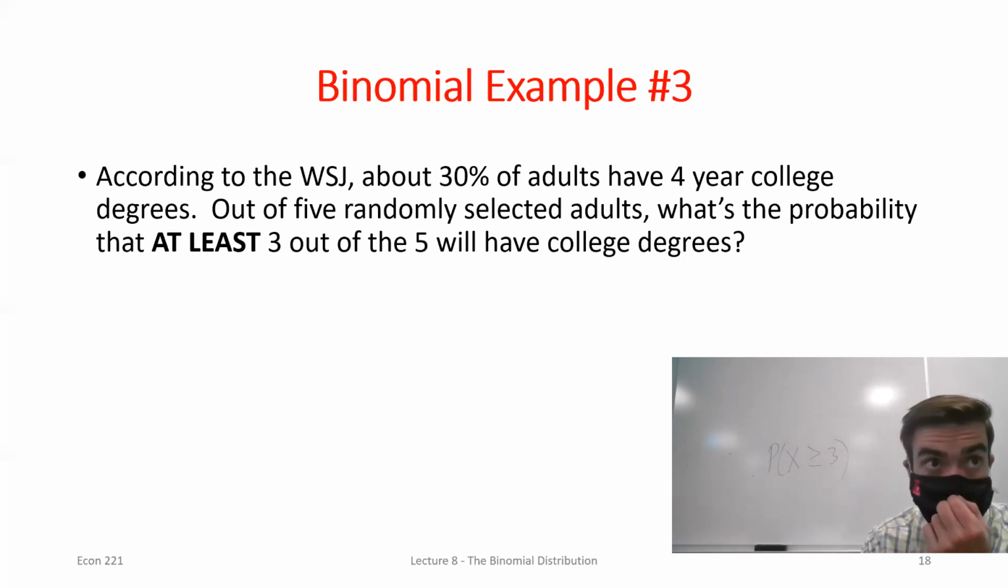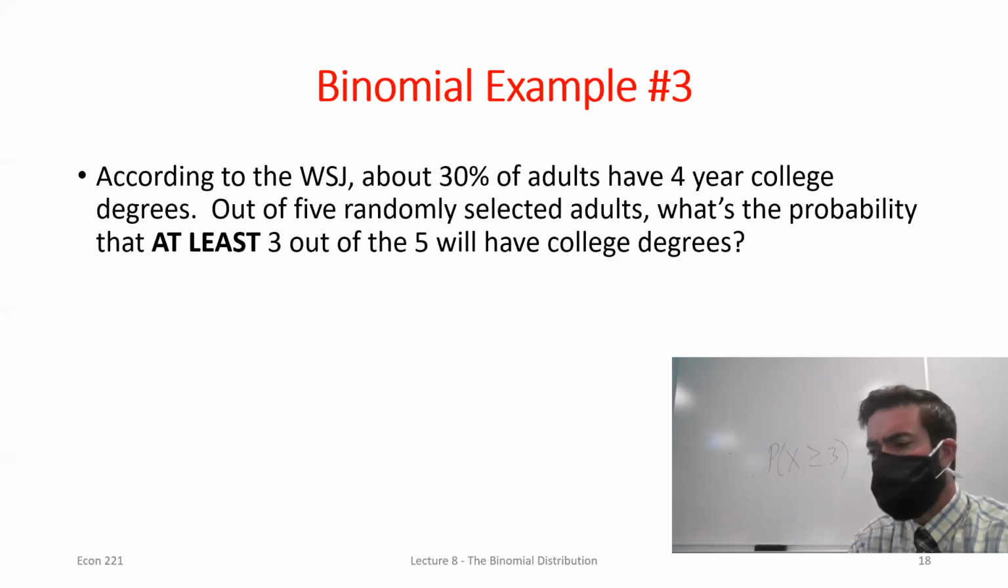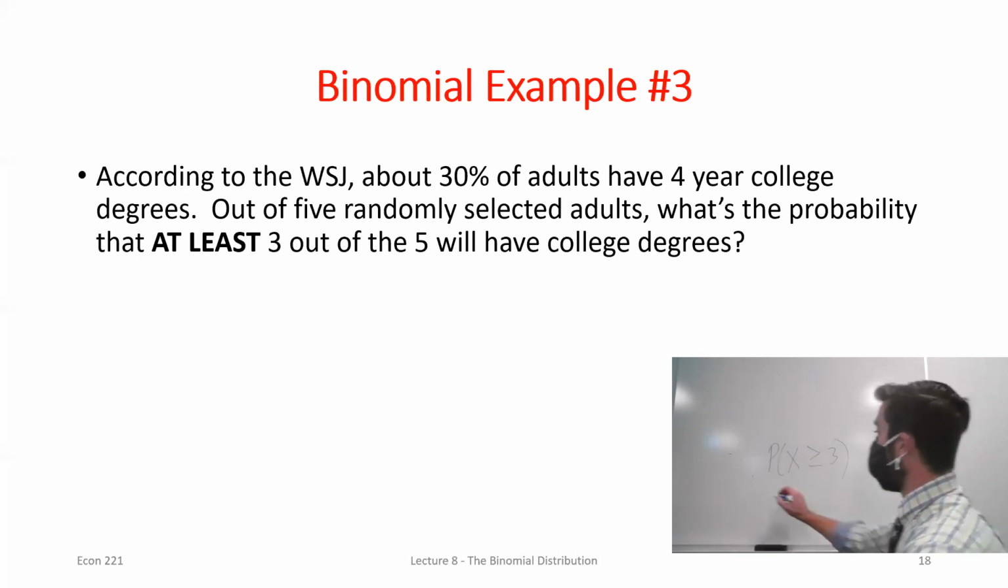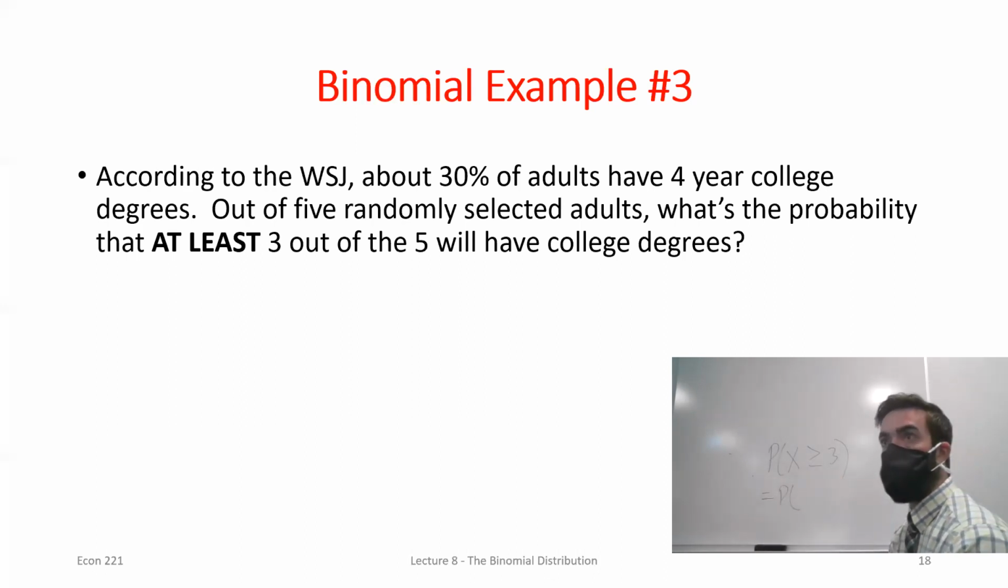Now, when I ask people this, I either see exactly 3 out of 5 have a degree, or exactly 4 out of 5, or all 5 out of 5. I see one of those different outcomes. And because there's no overlap in those, the probability of seeing 3 or higher is really just the probability of 3 plus the probability of 4 plus the probability of 5. There's no values I can see in between. So this is really just what outcomes fit this criteria and then add up the probability of all those outcomes.